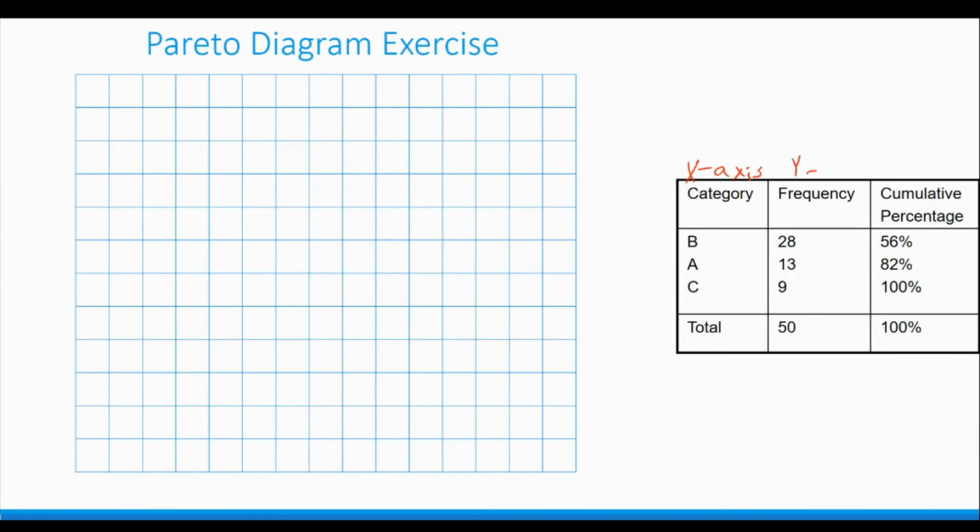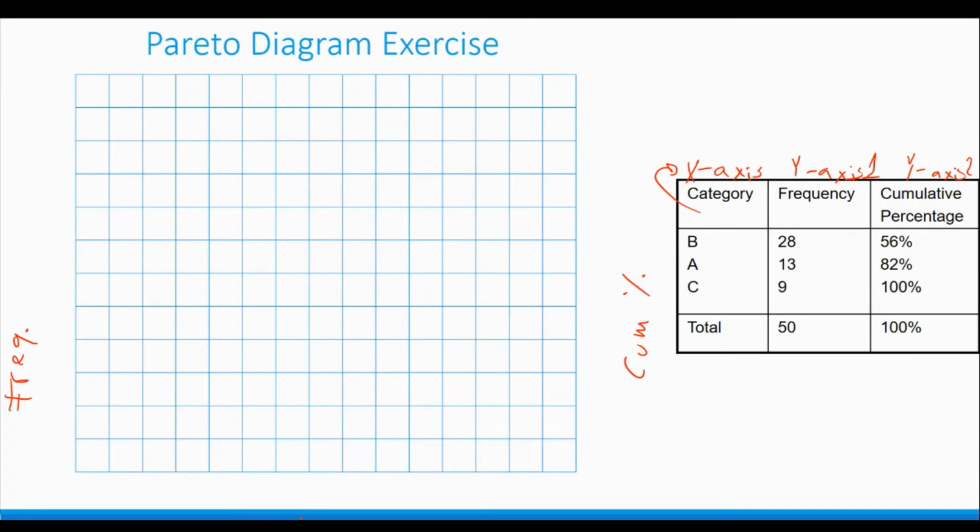Frequency is the y-axis. I'm sorry, categories is your x-axis. I think I called it y. This is y-axis 1. Cumulative percentage is y-axis 2. Okay? Okay, so let's go ahead and graph it. This is categories. Okay, this is frequency here. And this is cumulative percentage on the other one, this other y-axis.